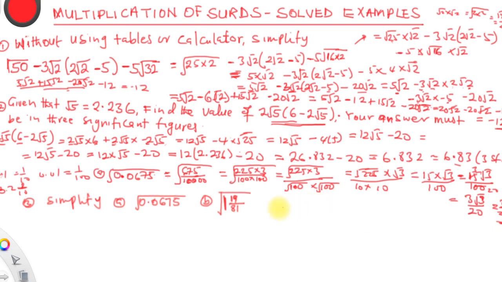Yeah, so guys, let's look at this example. This is a mixed fraction, so we have to express it as an improper fraction first. How do you express this as a fraction? 81 times 1 is 81, plus 19. 81 plus 19 is 100. So you get 100 over 81.